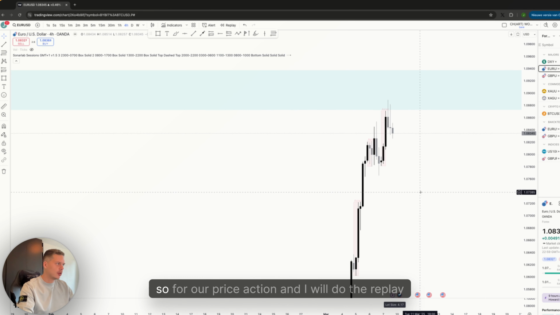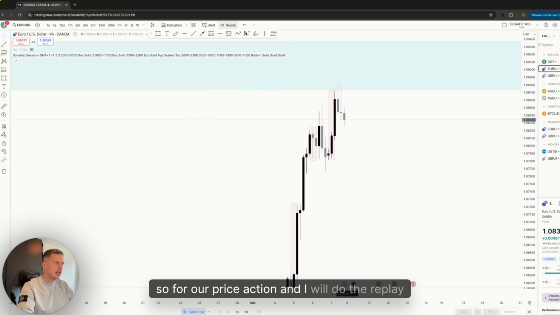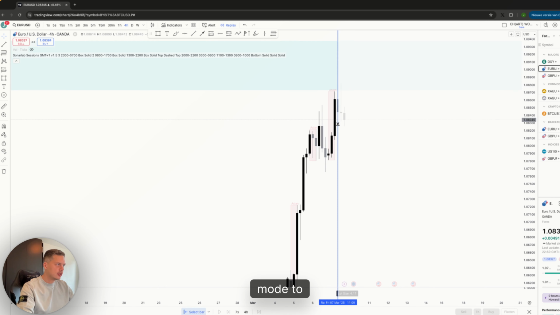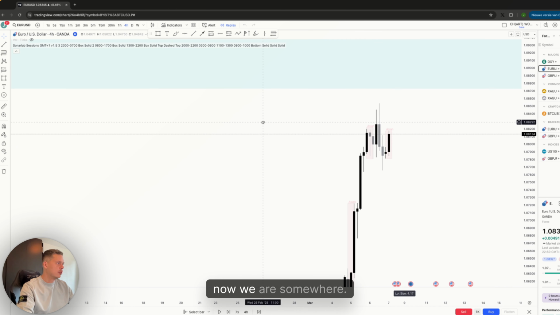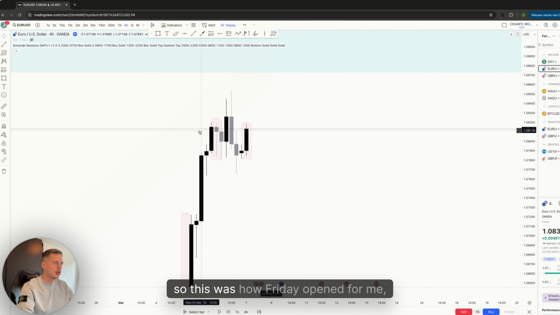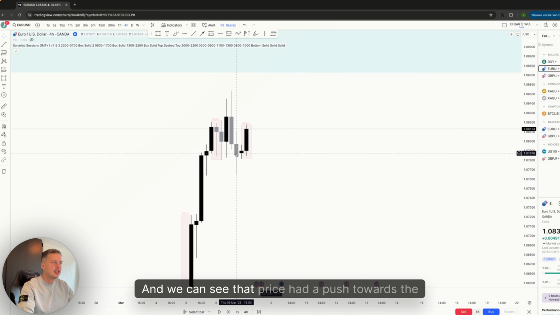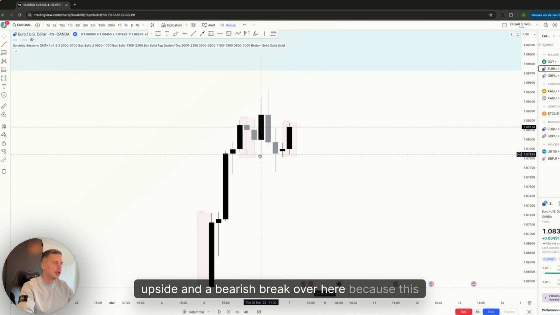Let's dive in, right? So 4-hour price action. And I will do the replay mode till somewhere here. All right, now we are somewhere, right? So this was how Friday opened for me, London session. And we can see that price had a push towards the upside and a bearish break over here, because this was the last buying candle and then we had selling candles breaking this bearish market structure.